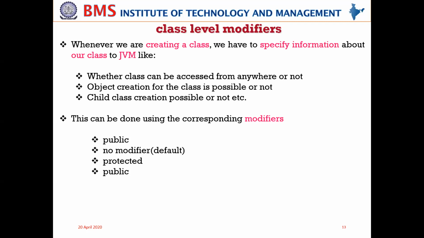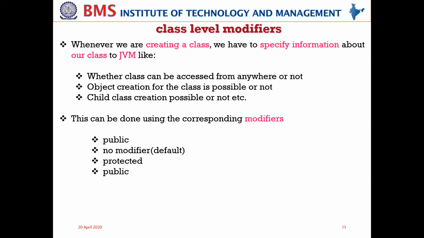Usually in Java, the first and foremost thing we do while writing a Java program is create a class. We start writing a class and specifying the data members and member functions which are part of the class, correct? Whenever we create a class, it's our responsibility to specify some information about our class to the JVM.